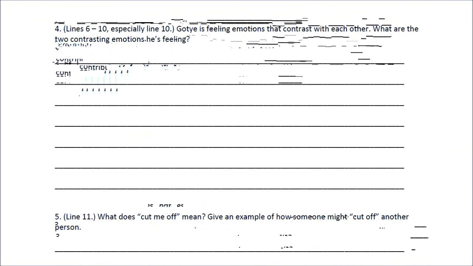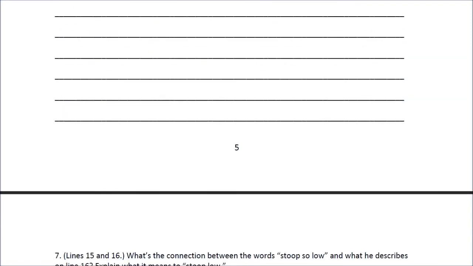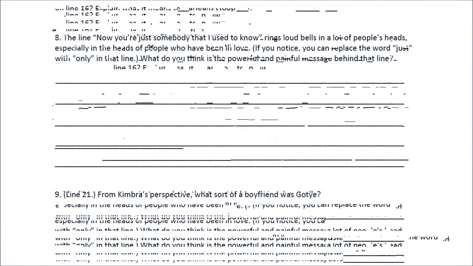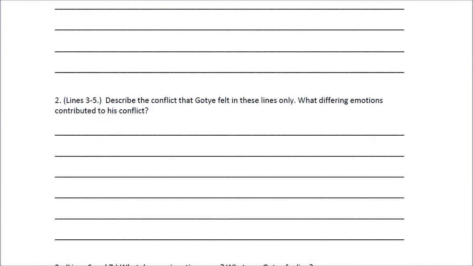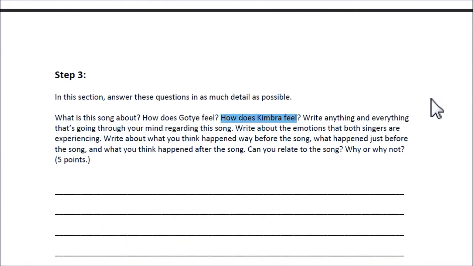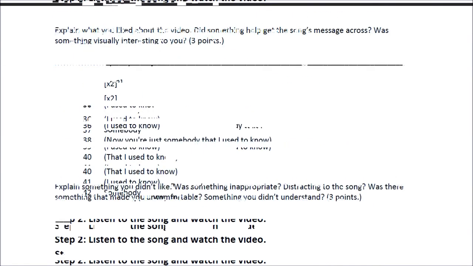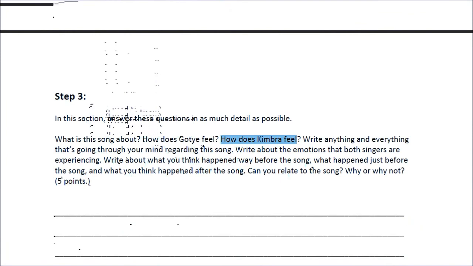You're going to be using context to understand what's going on. You're going to be reflecting on your own experience and using inference to answer the questions. And just go through this with your teacher and on your own, and if you would like, answer it in as detailed a way as you possibly can to express everything that's in your head. Like, there's a question here and it says, write about what you think happened. And then there's a question here that says, write anything and everything that's going through your mind regarding this song.